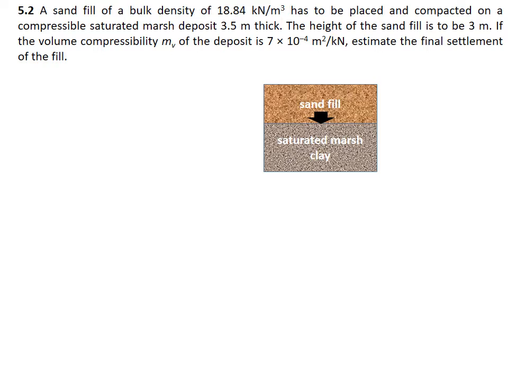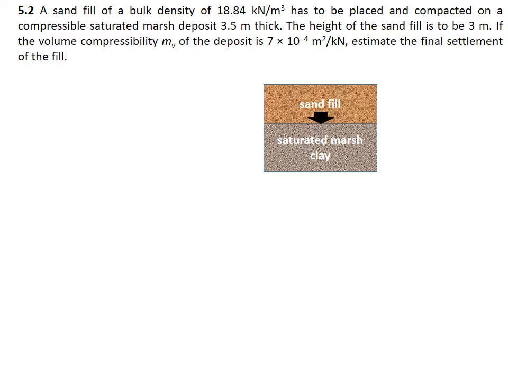The first problem is given: a sand fill of bulk density 18.84 has to be placed and compacted on a compressible saturated marsh deposit of 3.5 meters. The height of sand fill is to be 3 meters. If the volume compressibility MV of the clay deposit is given, estimate the final settlement of the field.